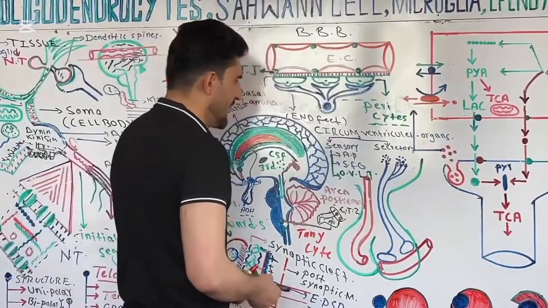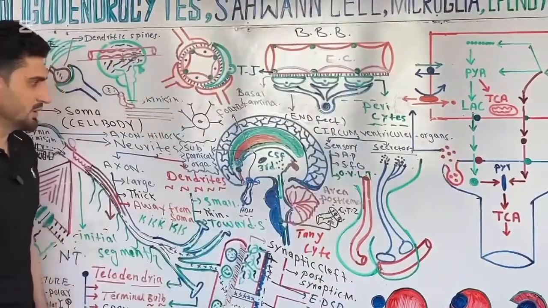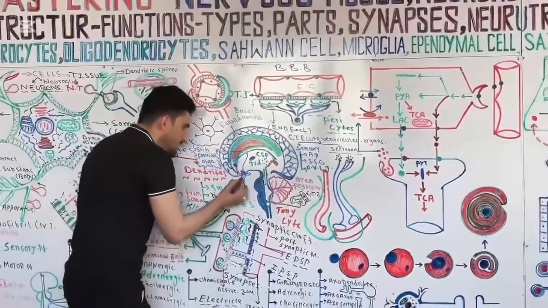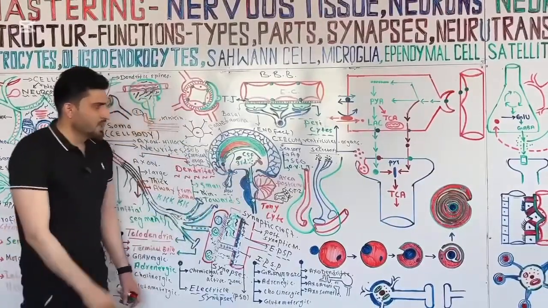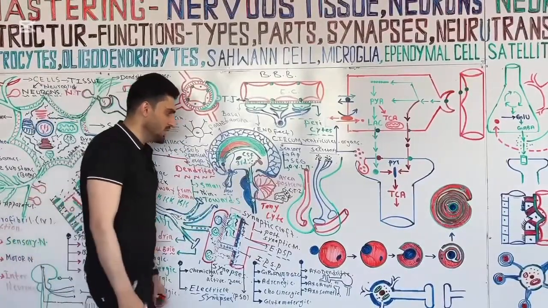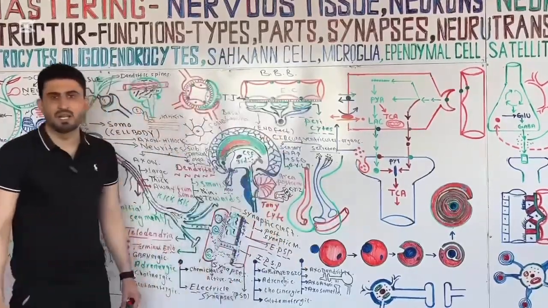Now let me talk about the secretory part of the circumventricular organs. You know, we have here a gland which is called the pituitary gland, okay. The pituitary gland has two parts: the anterior pituitary gland and the posterior pituitary gland, okay.